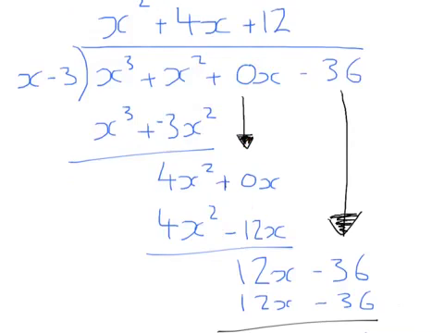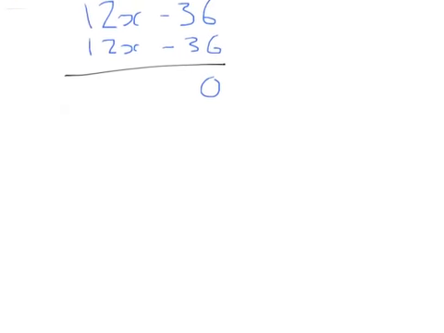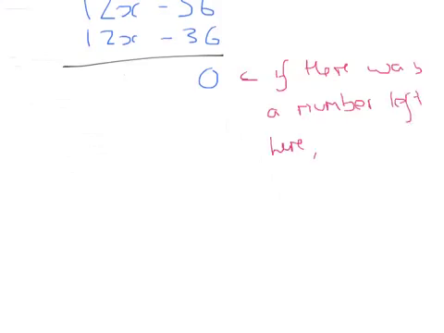Now, I'm going to give you a for instance, which doesn't work in this example, and you can just add this to your notes. And let's go kind of red. We can say, if there was a number left here, this would be the remainder.